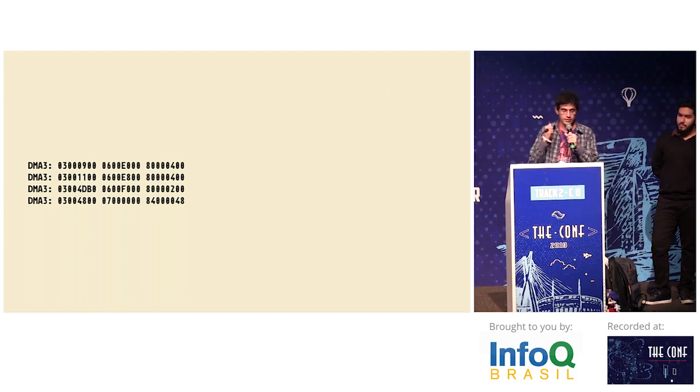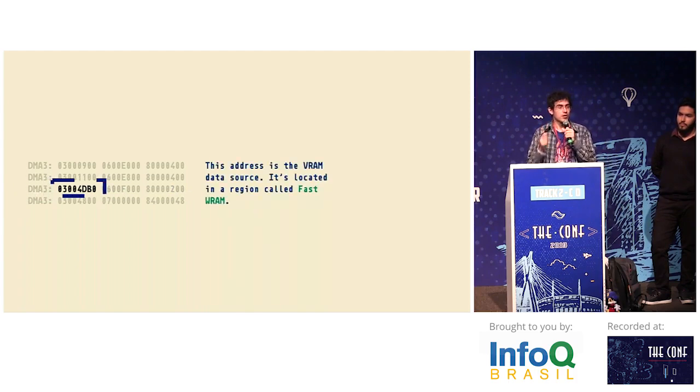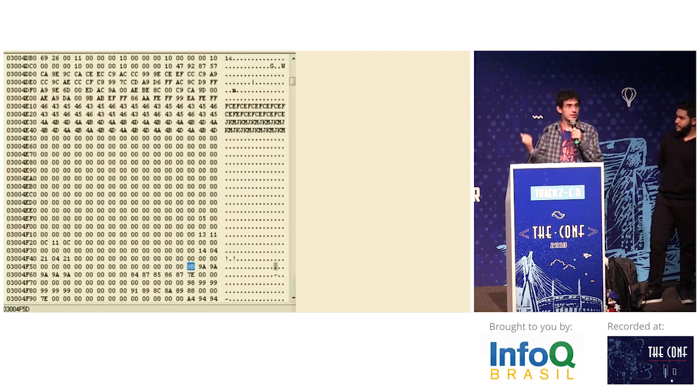And No$GBA has a feature that allows tracking the DMA communication. In one frame of the game, we can see that it made 4 copies. And in the results, this is the closest to the base of the bridge. And this is the address of the video RAM data source. So the GBA replaces the video RAM with another data starting from this batch, which is located in a region called flash WRAM. That is a large one. So instead of changing the batch in the video RAM, we need to change the bridge batch in the flash WRAM. Okay, let's go to the address.